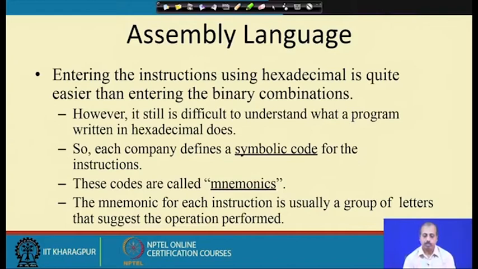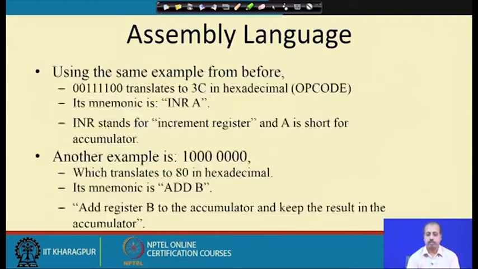So, as a user of the system, we will know those mnemonics and write programs using them. The mnemonic for each instruction is usually a group of letters that suggest the operation to be performed. So, this is INR, a combination of I, N and R. Almost all processors will have some mnemonic called MOV. These are quite common, as we will see as we proceed into the assembly language of 8085.